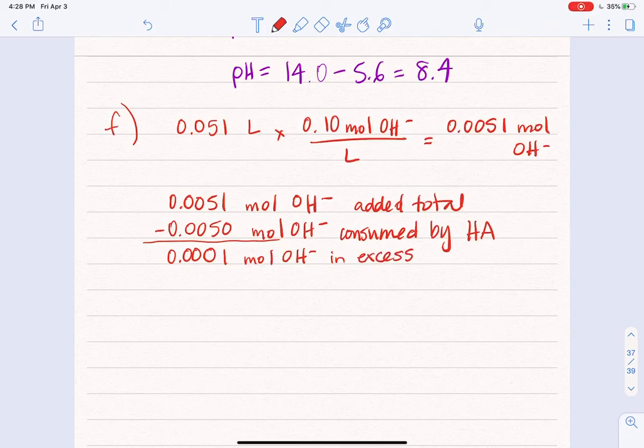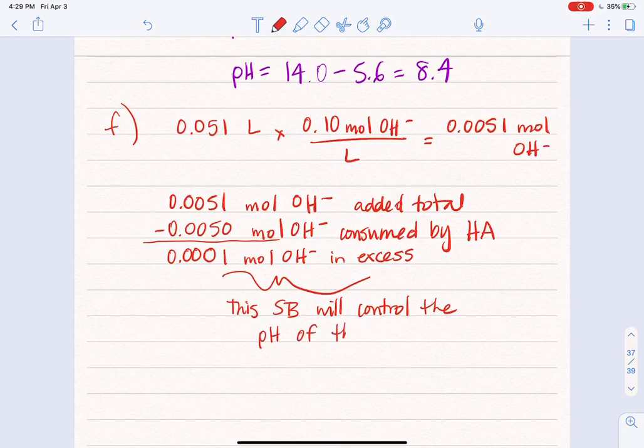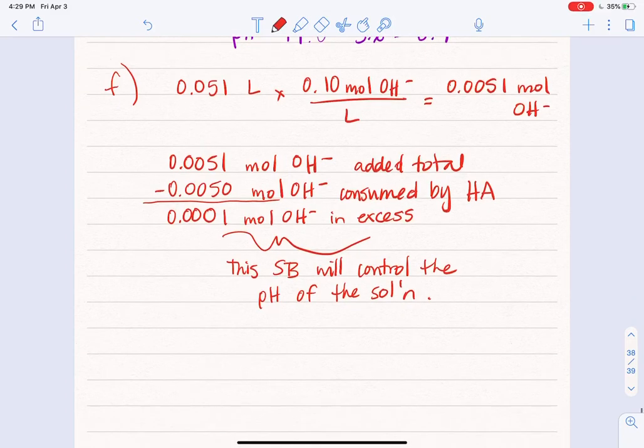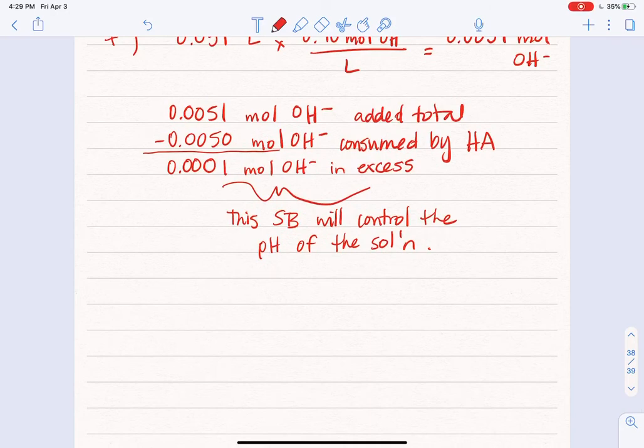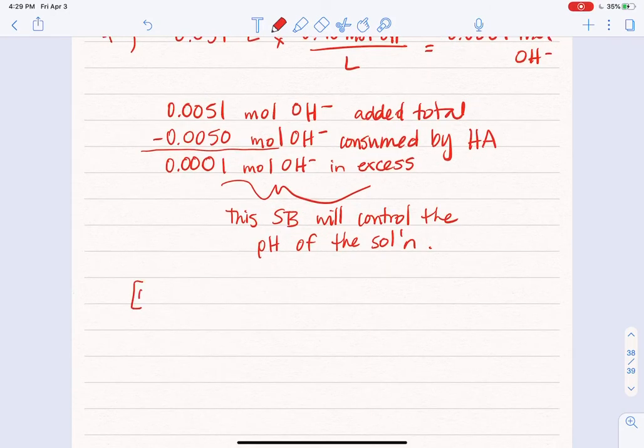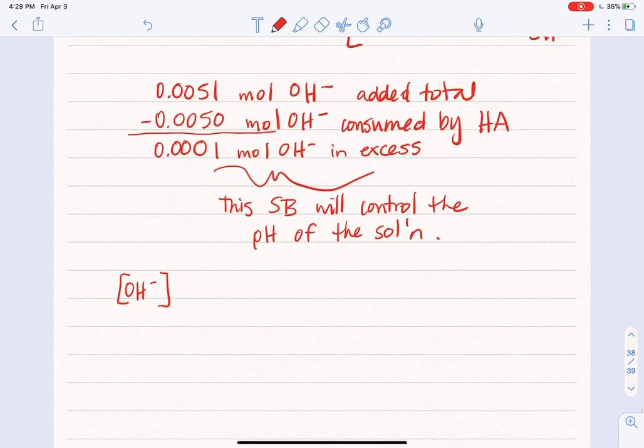Now, this is a strong base. And because it's a strong base, this strong base will start to take over the pH of the solution, will control the pH of the solution. The weak base will contribute a teeny tiny amount of hydroxide to the solution, but it's so nominal compared with what the strong base is doing that we can just treat this as a strong base calculation. So we need to figure out what the concentration of hydroxide is in solution using that excess amount of hydroxide.